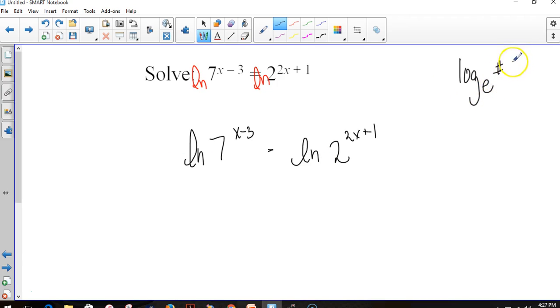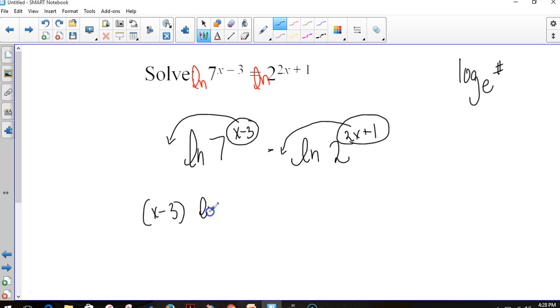And so I have a power to a power rule here. So I'm going to take my x minus 3 and it's going to come out up front. And I'm going to take the 2x plus 1 and put it out front there. But I'm going to put it in parentheses like this.